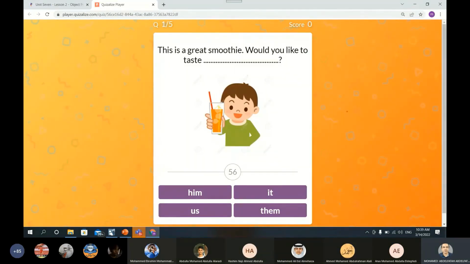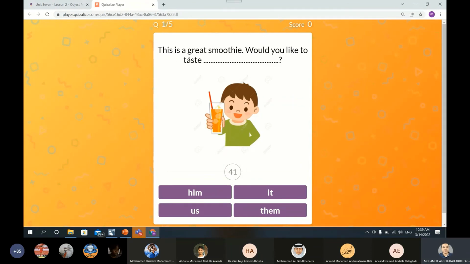Now, students, get ready. We are going to have another exercise using the quiz lines about the subject and the object pronouns. I need your help. Let's start with number 1. We have 5 questions.